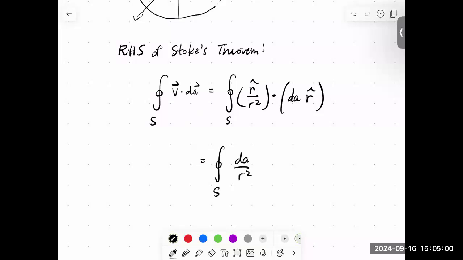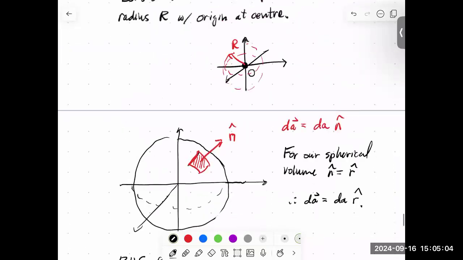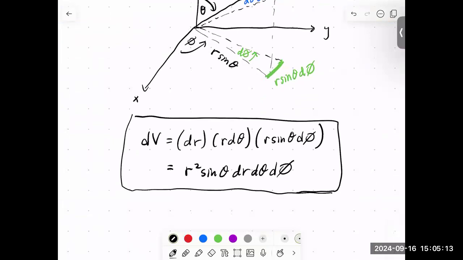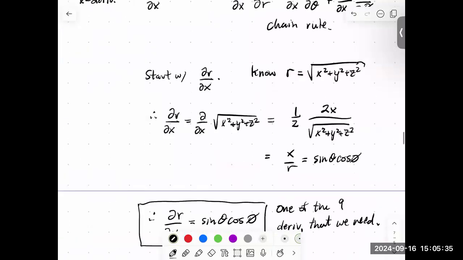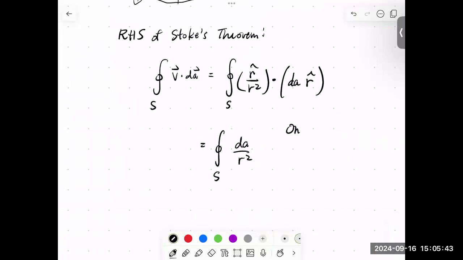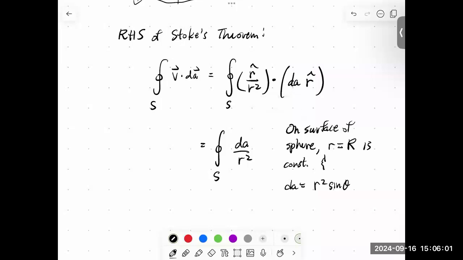What's dA going to be? Well, what we have to imagine is, let's see if we can go back to our spherical coordinates. We wrote down our little volume element. Which part of this is not changing over top of our sphere, on the surface of our sphere? Radius. The radius, right? So there's no dr, but the rest of it is there. So this r squared sine theta, d theta, d phi is the size of our little patch of area on our sphere. So let's see, on the surface of the sphere, R equals capital R is constant. And dA is equal to R squared sine theta, d theta, d phi.